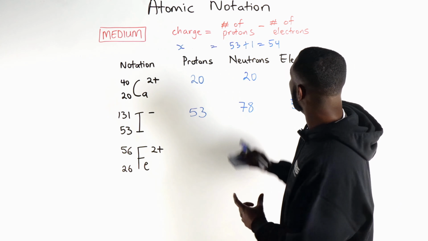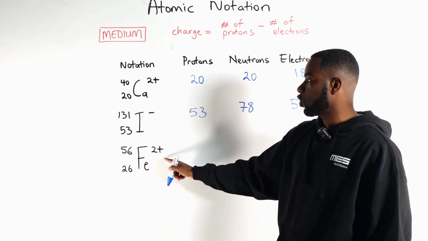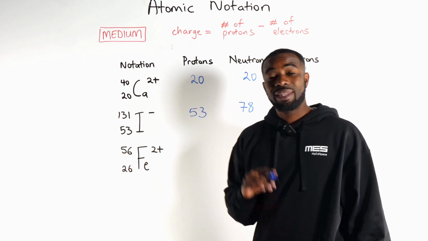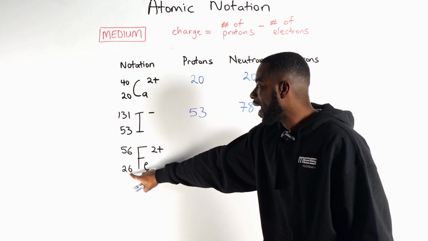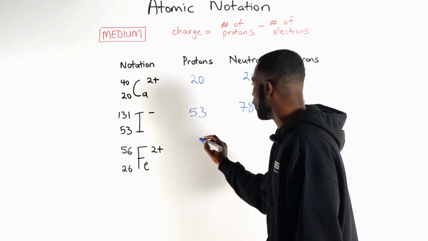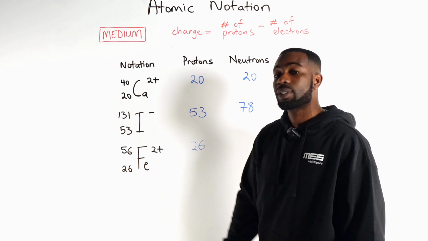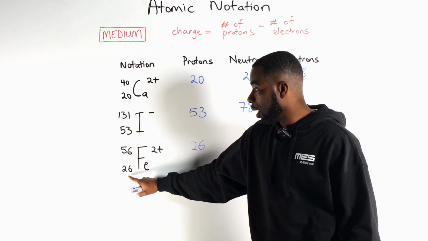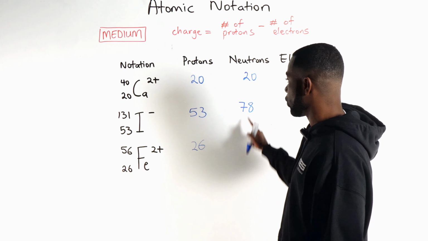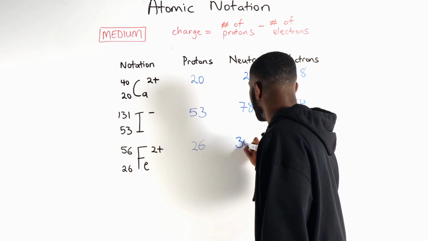Last example here. Now we have Fe2+, the charge is 2+, but let's work our way through the protons and neutrons first. So atomic number will be 26, the smaller one. So that's the number of protons. And then looking at 56, which is the mass number, take away our atomic number, gives you the number of neutrons. So that will be 30, very easy for that one.